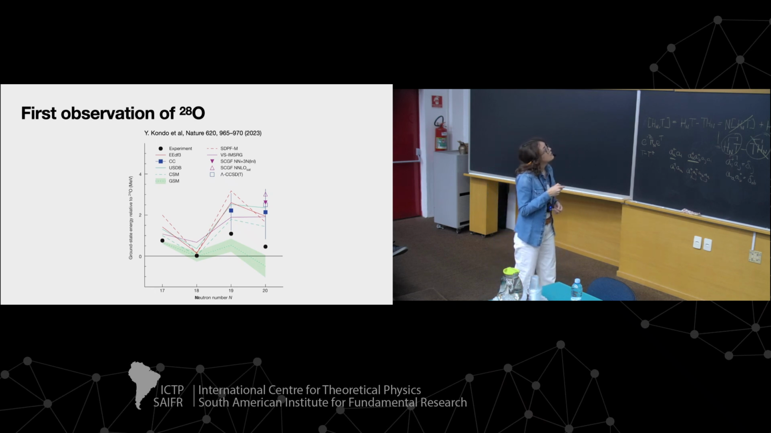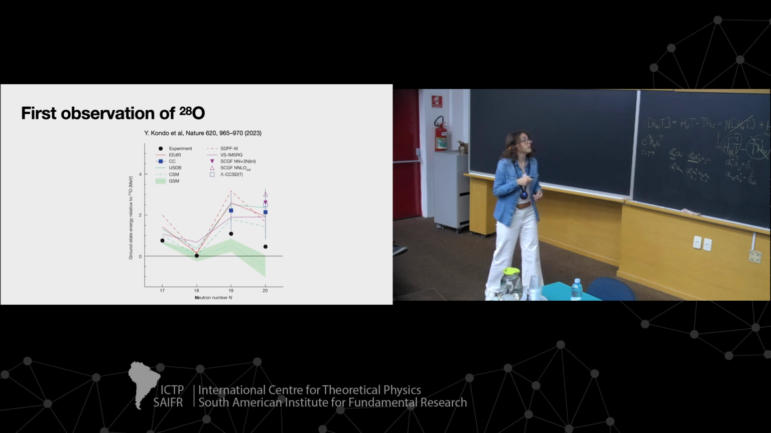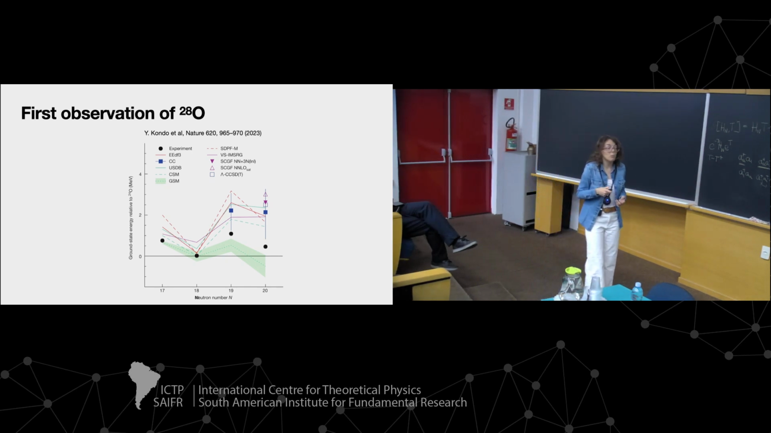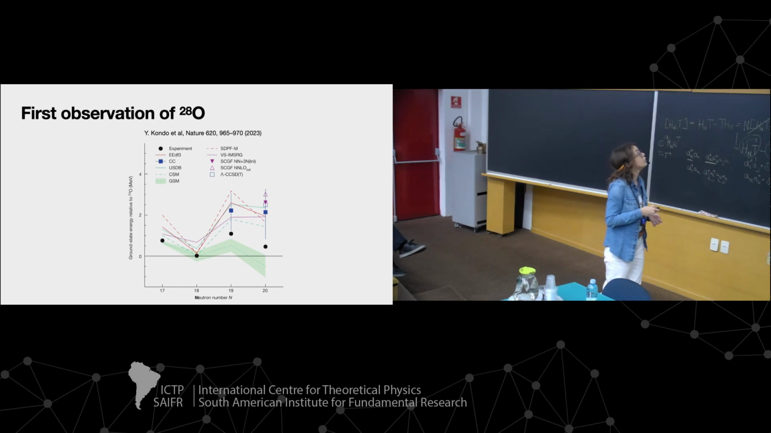Here you see the experimental data for the ground state energy of oxygen-28 relative to oxygen-24. This is the last point. You see that this plot is a function of neutron number. So this last point is actually the prediction for the ground state energy of oxygen-28, which is slightly higher with respect to 0. So it is unbound with respect to oxygen-24.